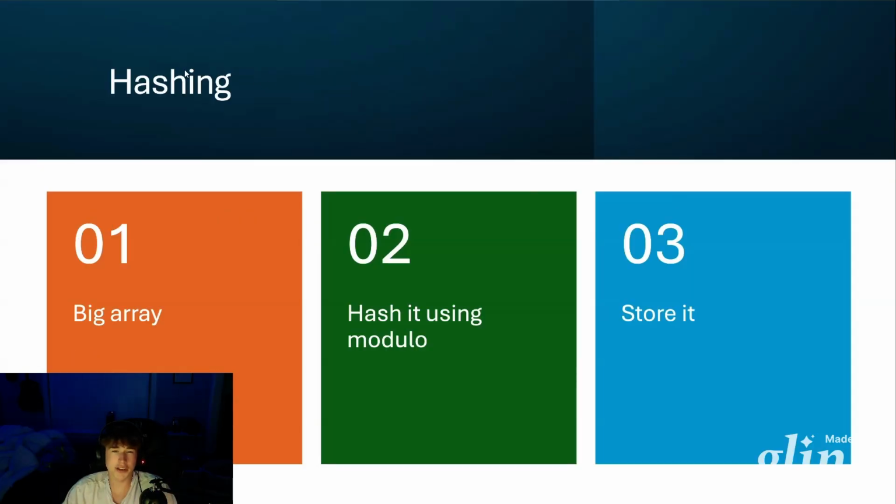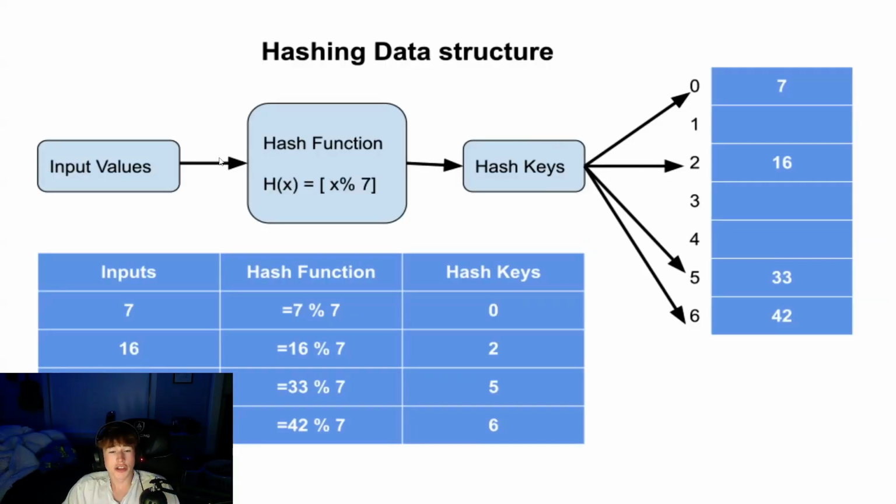Now, how does hashing work? I'm going to give you a brief overview real quick. Basically, you get this really big array, and then you hash it. You hash whatever key you're trying to input using modulo. So if it's an array of size 10, maybe you'll divide it by mod 10, and then you store it at that index. So here's a great diagram I found online that really emphasizes this.